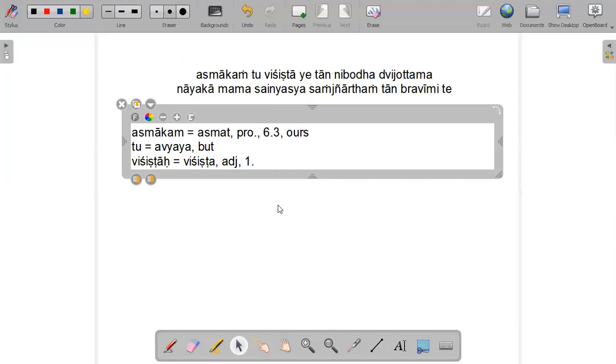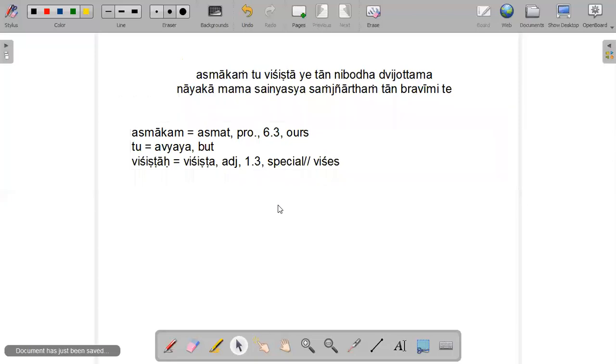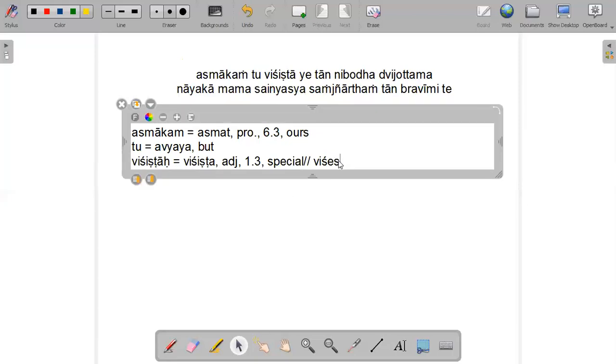Which case is this one? 1.3. Okay, so this is 1.3. This is like Krishna, Krishnau, Krishnaha, so is Vishishta, Vishishtau, Vishishtaha. And it means special. Yes, in general, the literal translation is special. Actually, this word correlates with the word Vishesha. We say the word Vishesha all the time. So the same root, Vishesha and Vishishta, special.